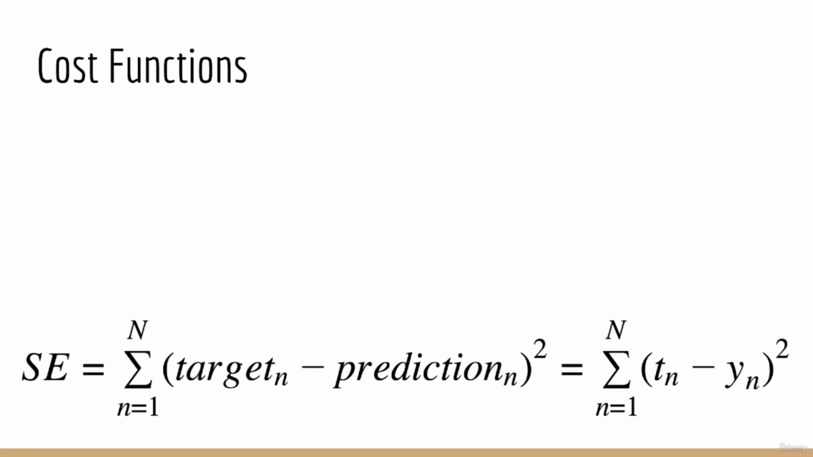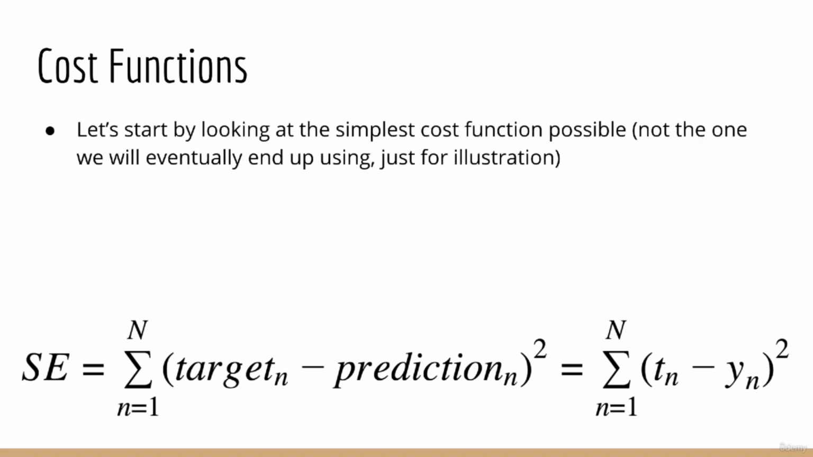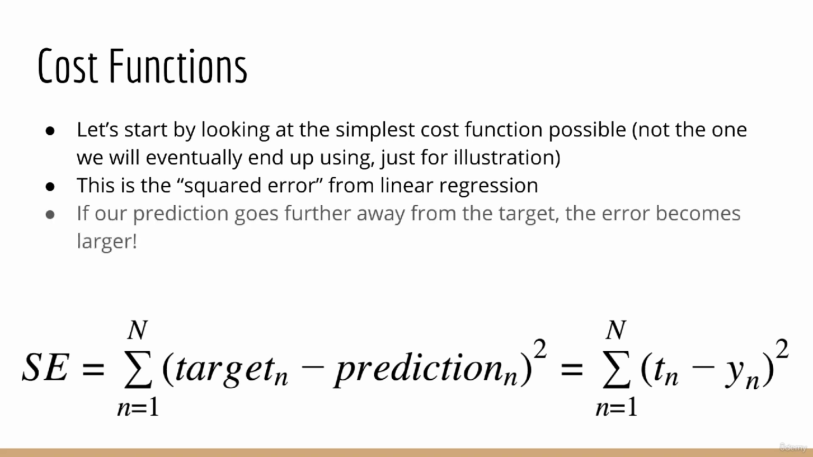In this lecture, we are going to discuss the cost that we want to minimize in our neural network. Let's start by recalling the simplest cost function possible, the squared error, which you should all recognize from linear regression. It is clear from this expression that the more different the prediction is compared to the target, the larger our error will be. Thus, it makes sense to want to minimize this error in order to train our model.